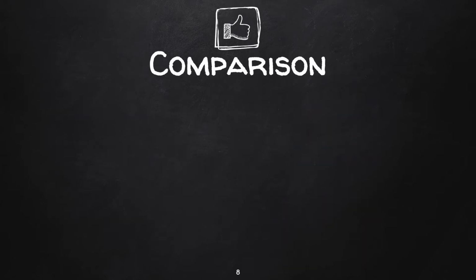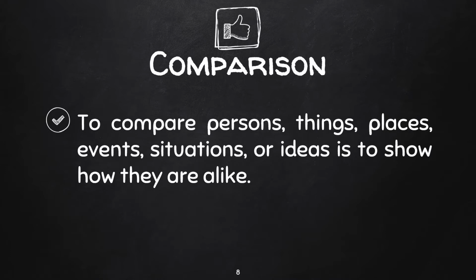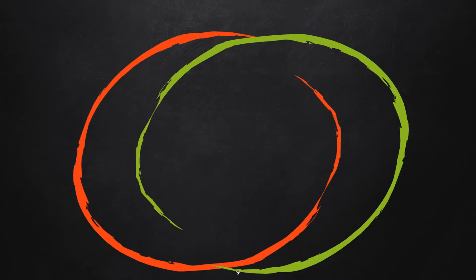How do we use comparison? To compare persons, things, places, events, situations, or ideas is to show how they are alike. In order to compare things, we need to identify the points of comparison and make a list of similar characteristics.